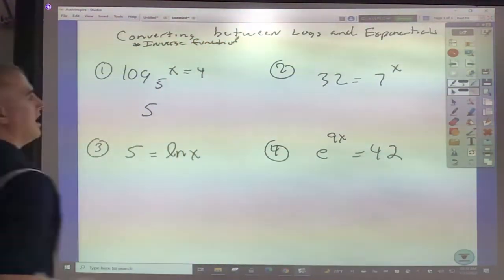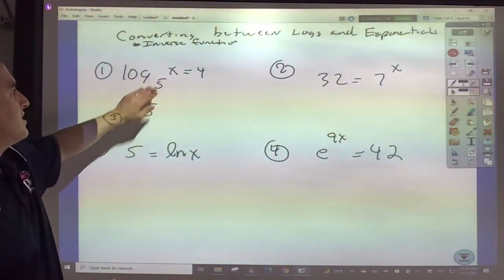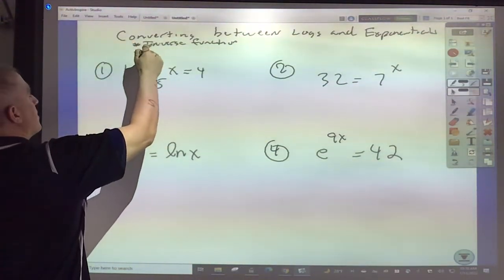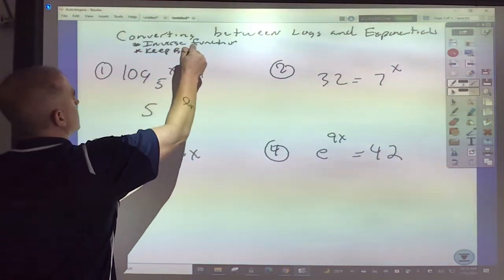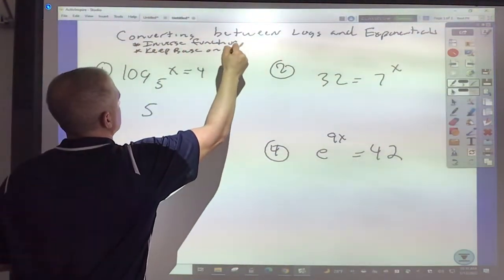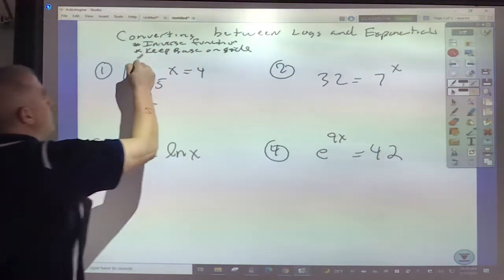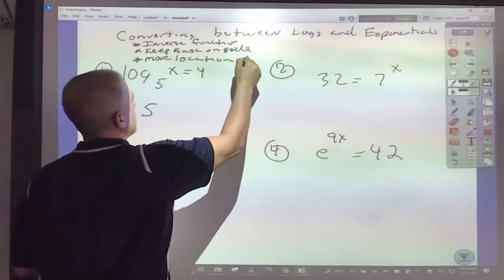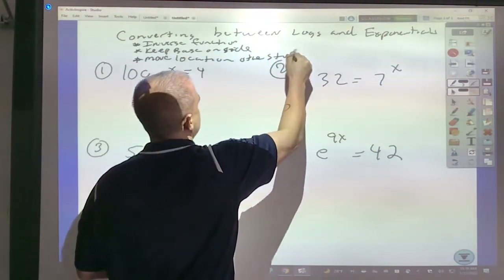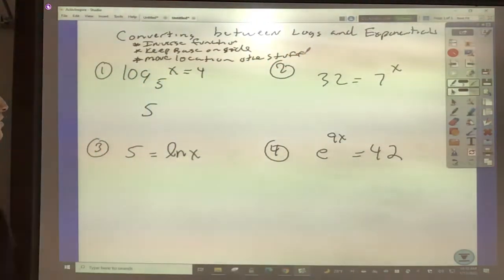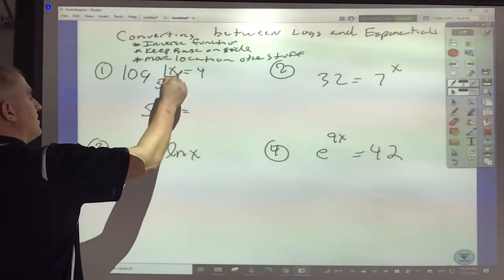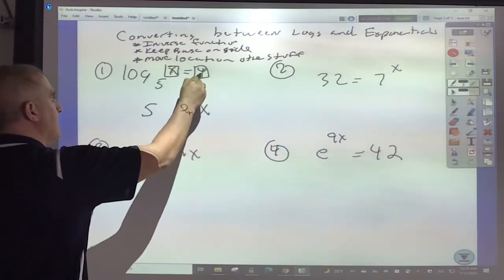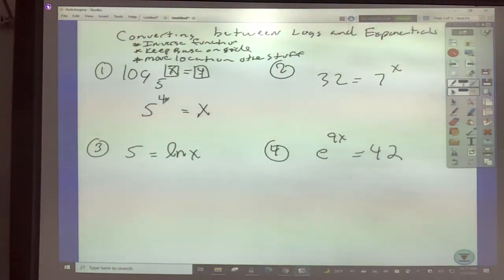Obviously, anything with log base 5, the inverse is 5 to some power. You want to keep the base on one side, and you want to move the location of the other stuff. We're not changing signs with this, we're just moving the location. So what I got is equals. This other stuff is x and 4. So this x, instead of being on the left side, is now on the right. The 4, which was on the right side, is now on the left.